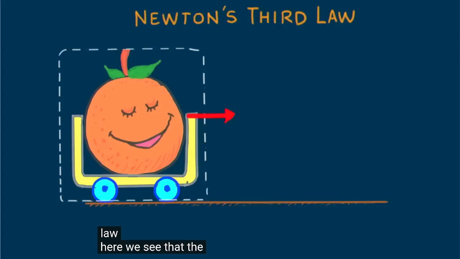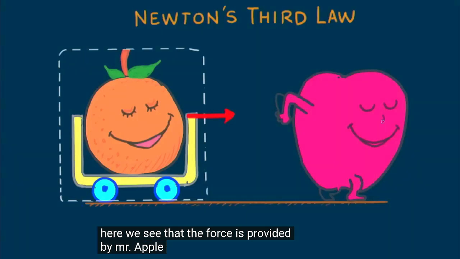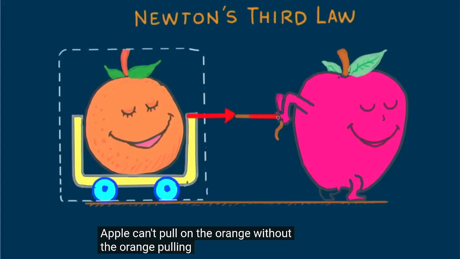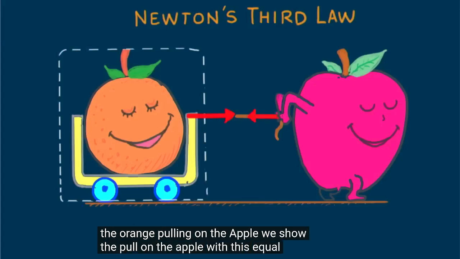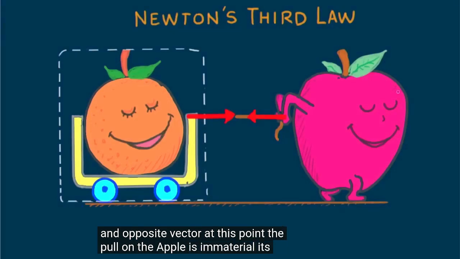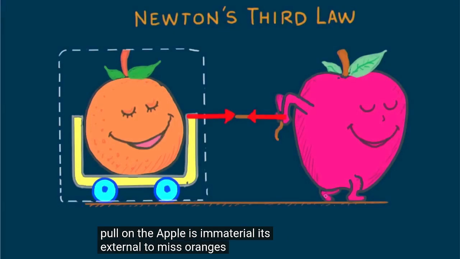Here we see that the force is provided by Mr. Apple, who is outside the system. In third law fashion, we note that the apple can't pull on the orange without the orange pulling on the apple. We show the pull on the apple with this equal and opposite vector. At this point, the pull on the apple is immaterial. It's external to Miss Orange's system.